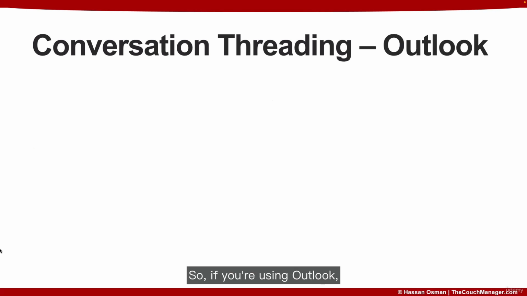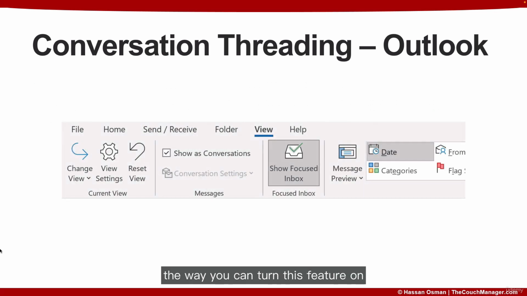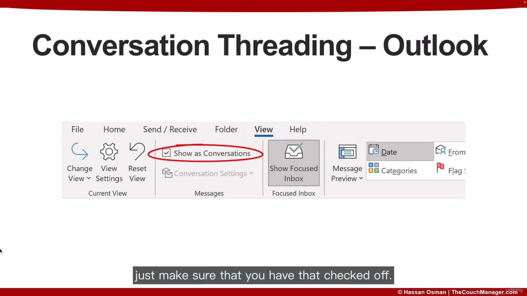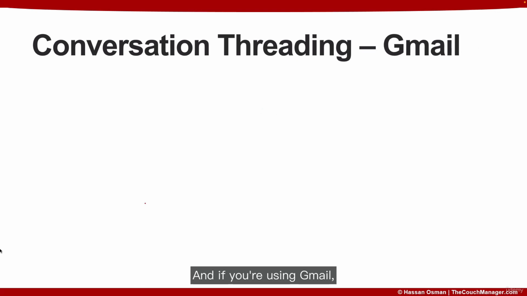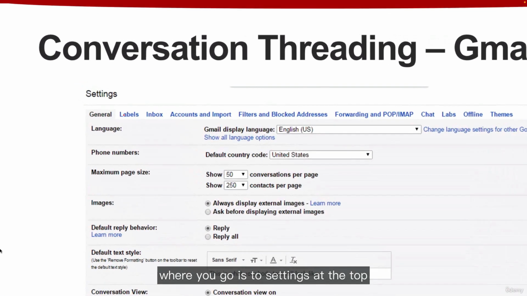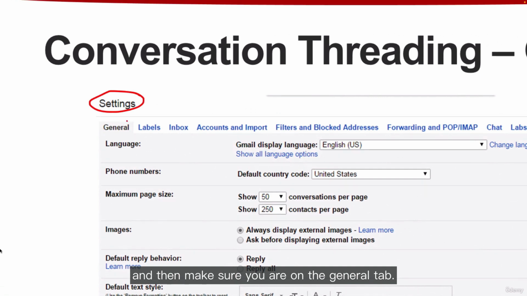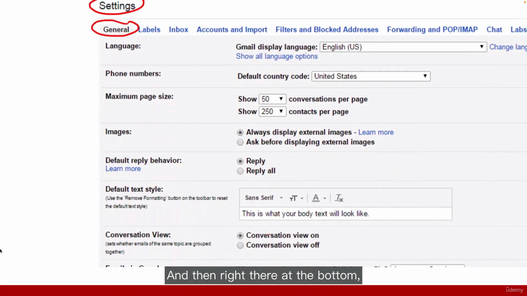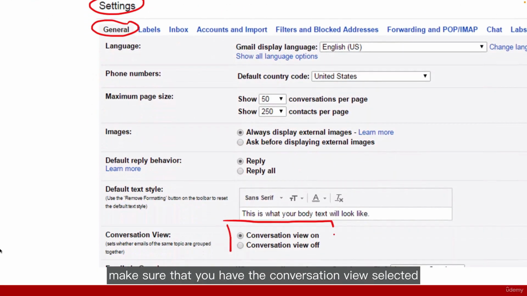So if you're using Outlook, the way you can turn this feature on is to go to the ribbon at the top, click on the View tab, and then where it says Show as Conversations, just make sure that you have that checked off. And if you're using Gmail, where you go is to settings at the top, and then make sure you are on the general tab. And then right there at the bottom, make sure that you have the conversation view selected to be on using the radio button.